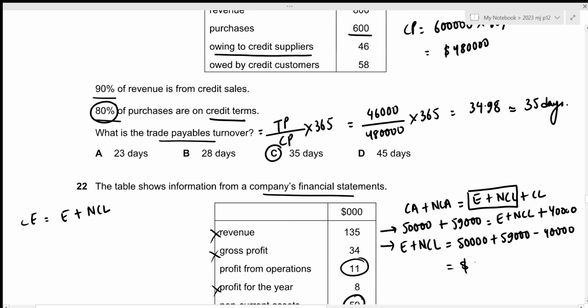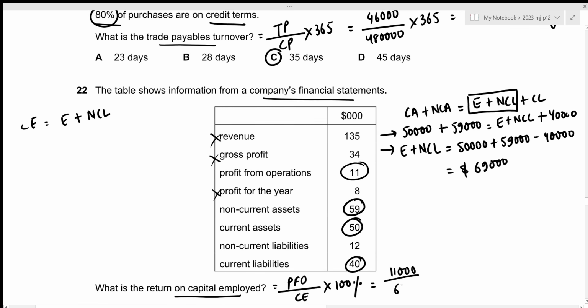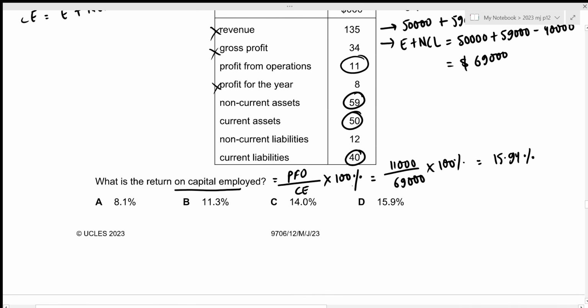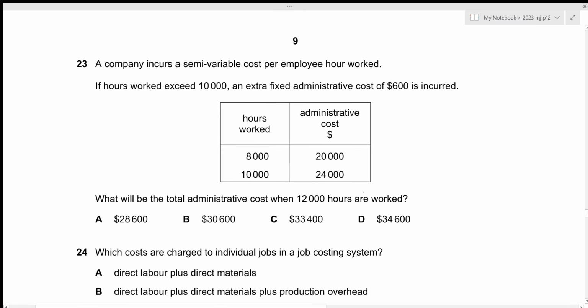value of 69,000. Okay, so that's 11,000 divided by 69,000 times 100%, which results in the value of 15.94%. And that is given in option D. Let's move towards 23rd question. A company incurs a semi-variable cost per employee hour worked. If hours worked exceed 10,000, an extra fixed administrative cost of 600 will be incurred. Okay, we need to figure out the total administrative cost when 12,000 hours are worked.